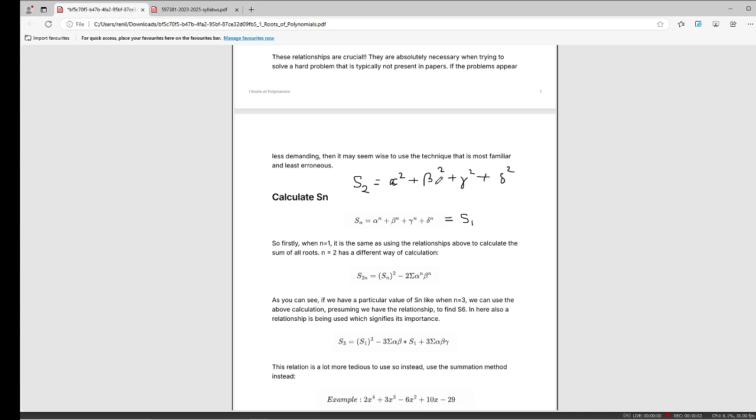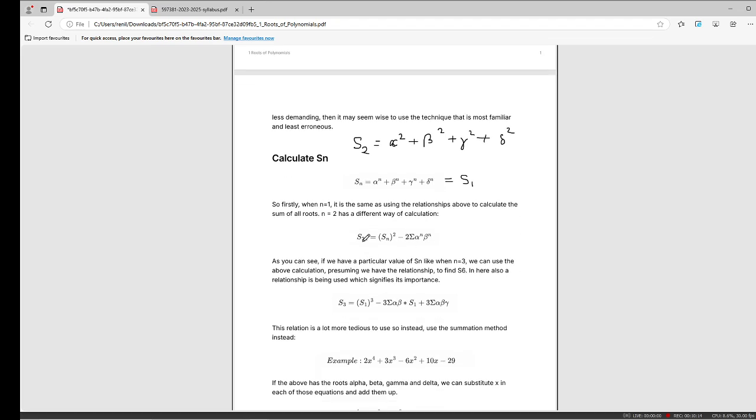Questions often ask us to find alpha squared plus beta squared plus gamma squared plus delta squared. To solve this, we're going to use this formula right here. When you plug in n equals 1 into this entire equation, we get S2 equals S1 the whole squared minus 2 times the sum of alpha to the power n beta. It may sound a bit tedious as of now, but when you plug in n equals 1, you get S2 is equal to S1 the whole squared minus 2 summation alpha beta. So that's what you get if you plug in n equals 1.